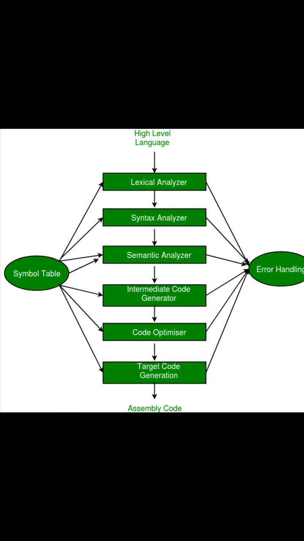There are 2 blocks remaining, the symbol table and the error handler, which are connected to each and every block of a compiler, that is lexical, syntax, semantic, intermediate code generator, code optimizer and target code generator. So what is the symbol table handler? It is the responsibility of the symbol table handler to handle each and every new symbol which is created at each step of the compiler's execution process.